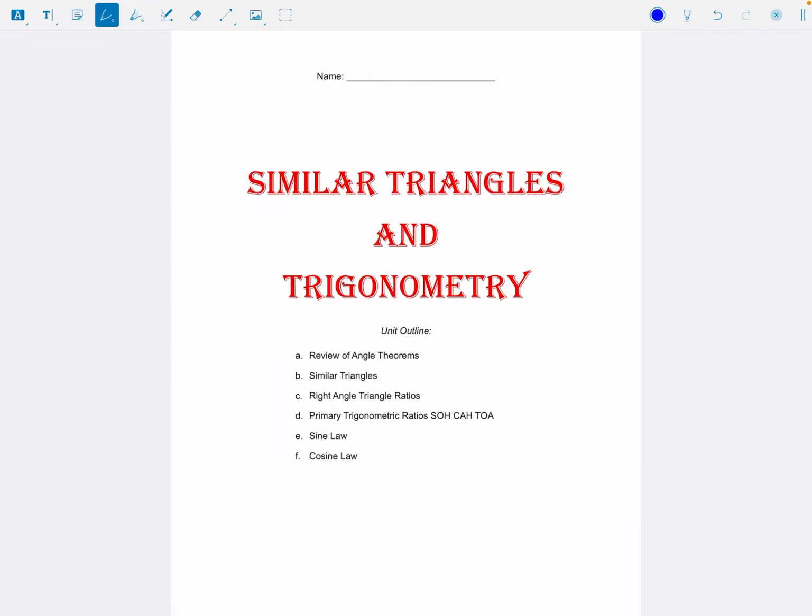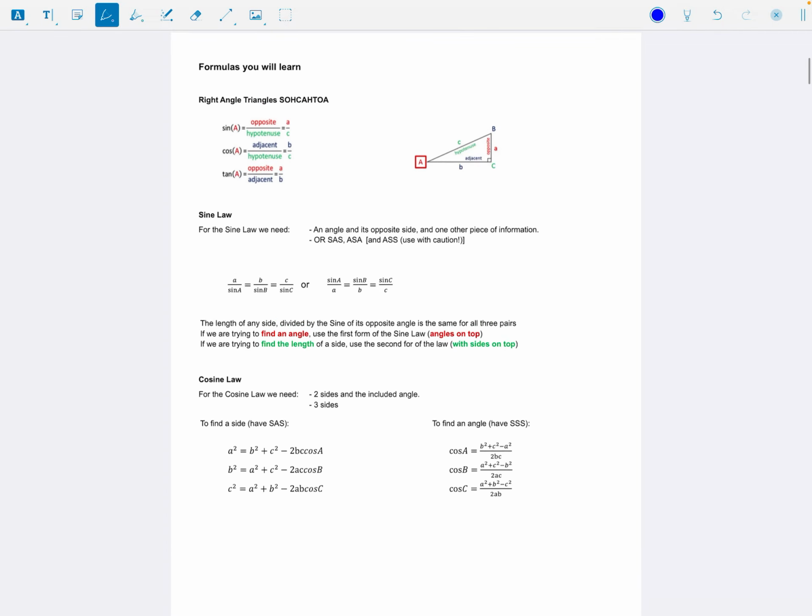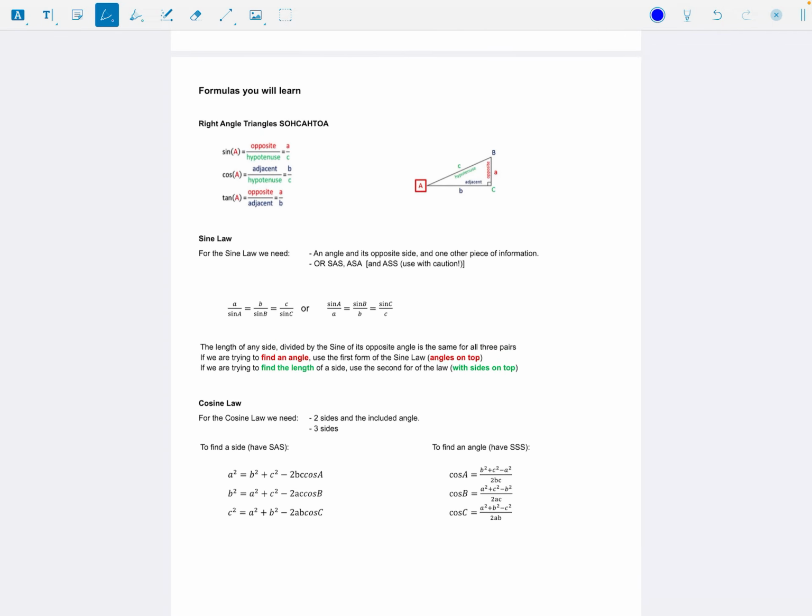Similar triangles and trigonometry. In this unit, we'll look at a review of some angle theorems that you've learned. Then we'll get into similar triangles. Then we'll look at some right-angle trigonometry. We'll get into primary trigonometric ratios, and then we'll look at sine law and cosine law. The second sheet here has all the formulas that we'll be using in this unit.